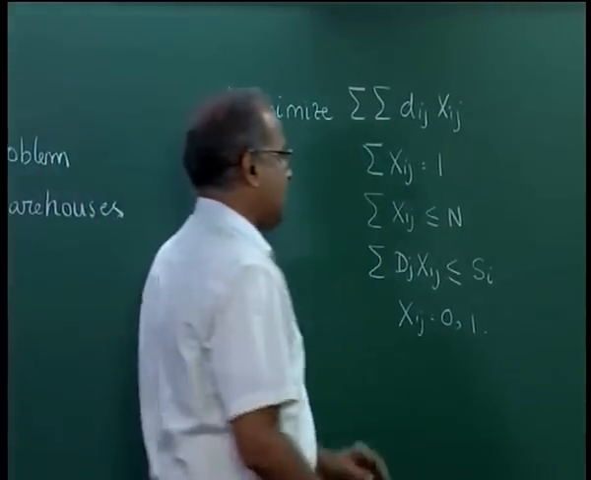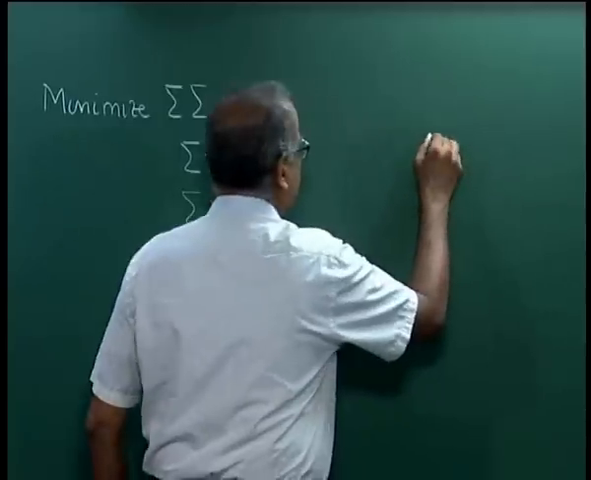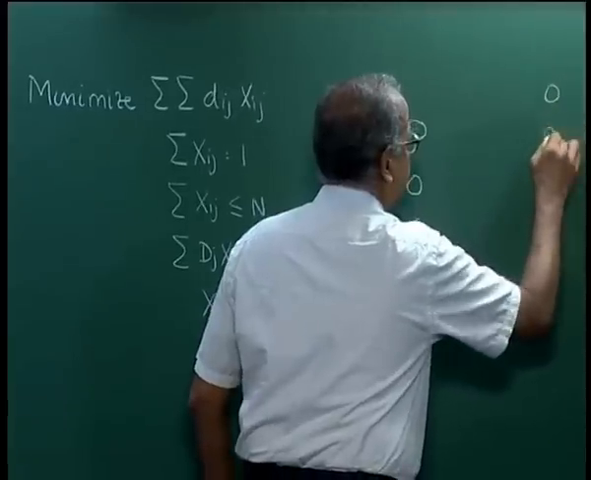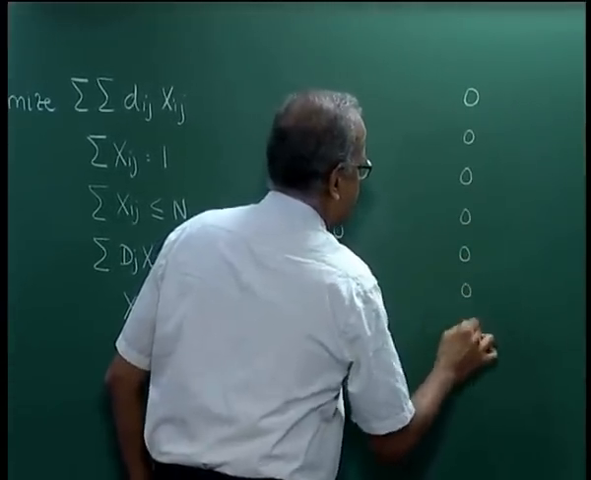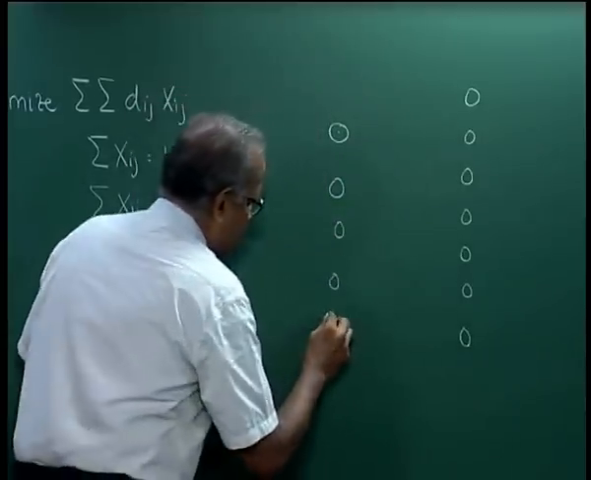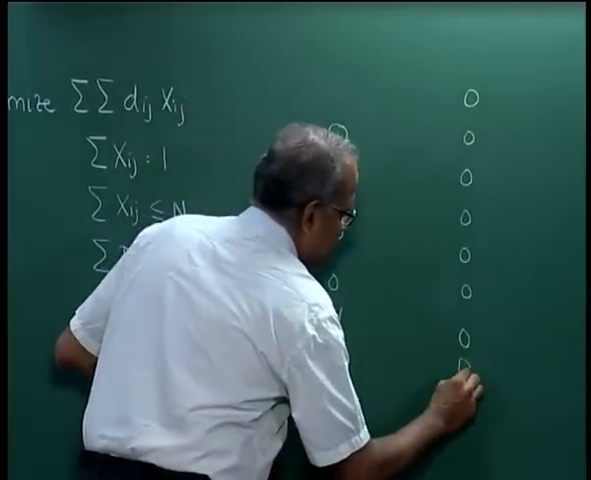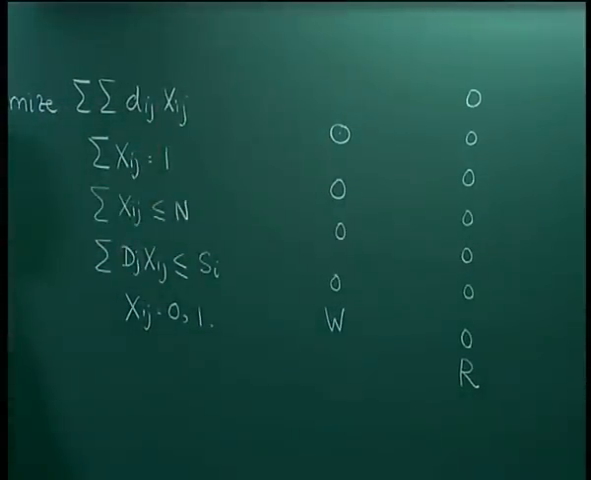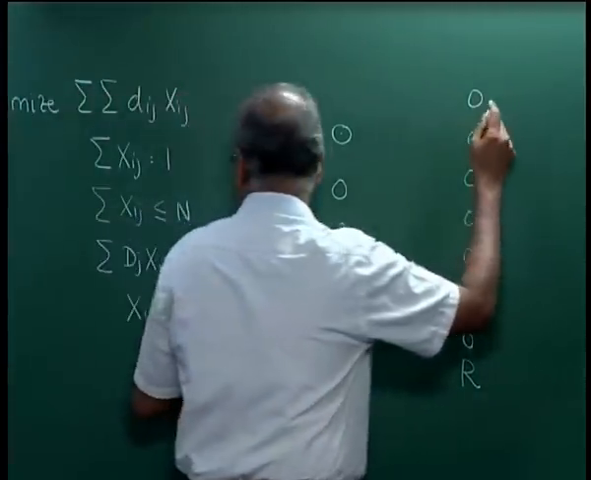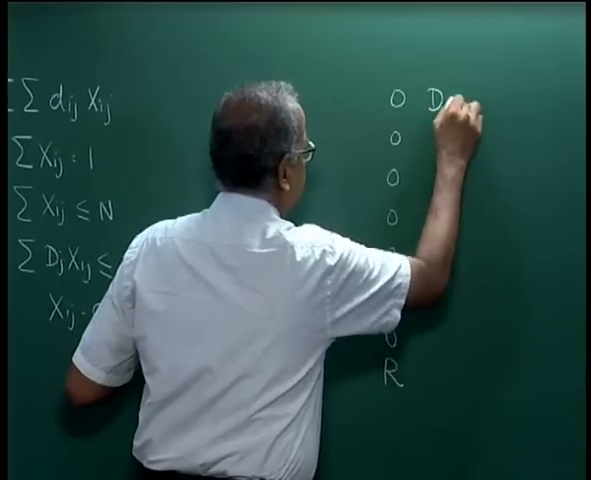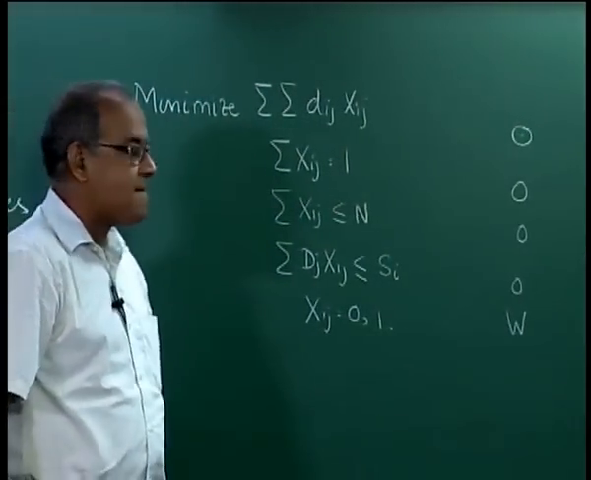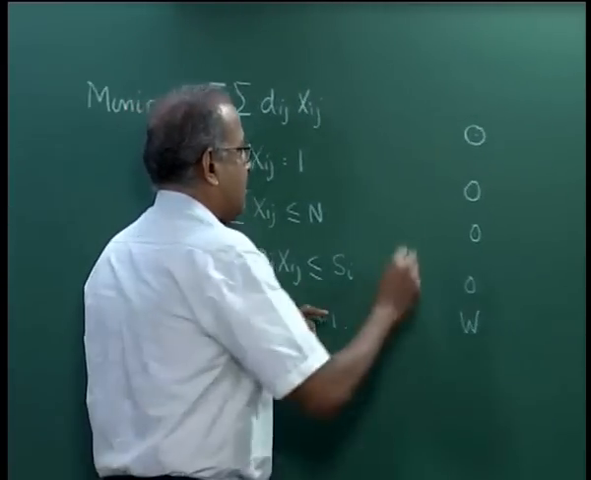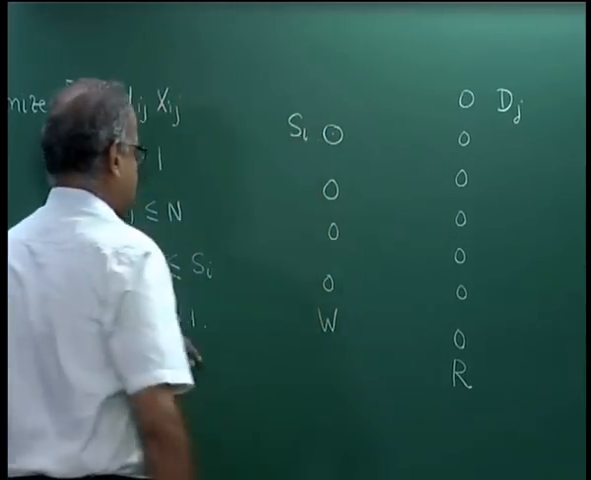Here we assume that we would have several warehouses and a large number of customers or retailers. So, we call this the warehouses and we call this the retailers. Now, when we look at this formulation, we are going to assume that there is a demand Dj from each of these. Now, there is a supply from each one of these, Si.